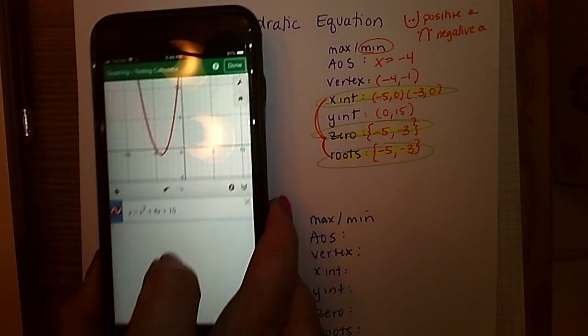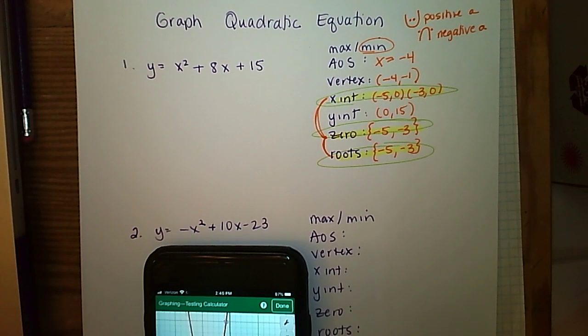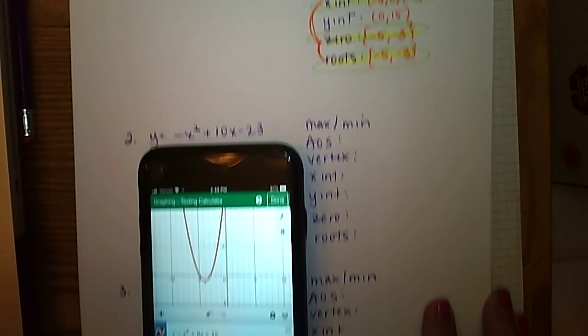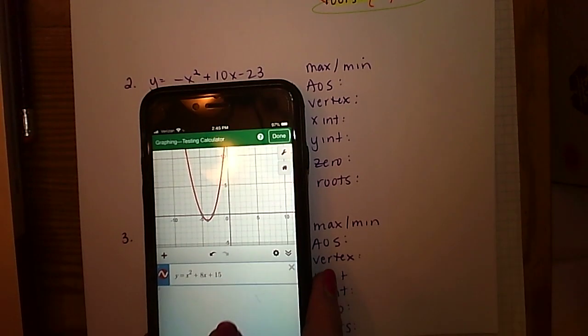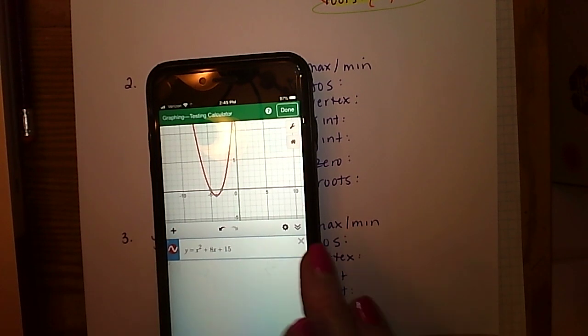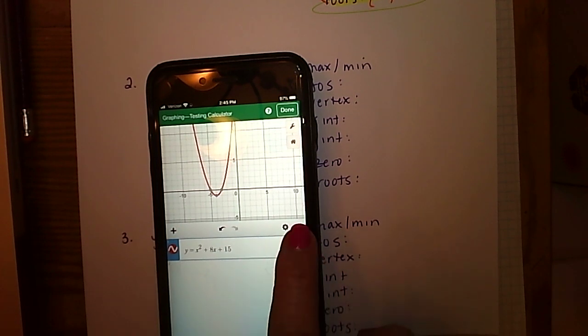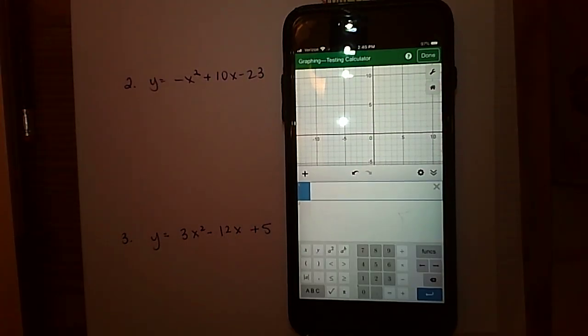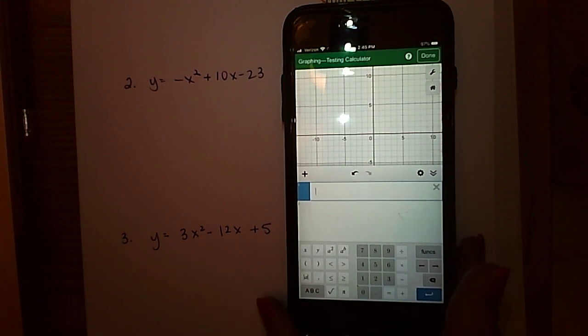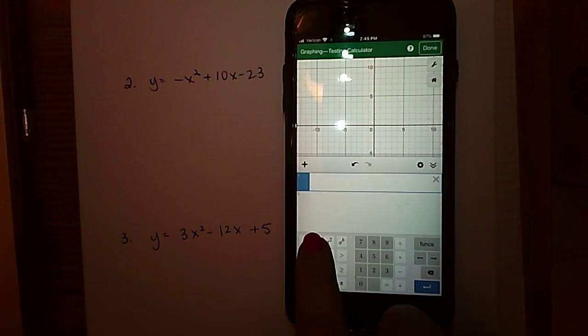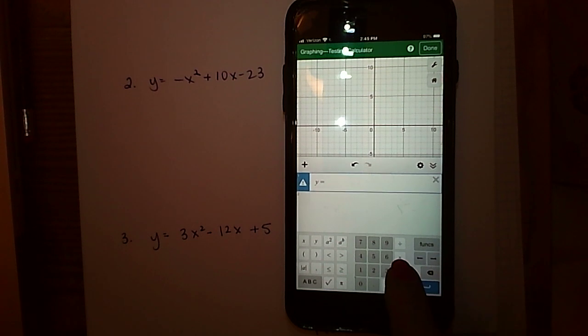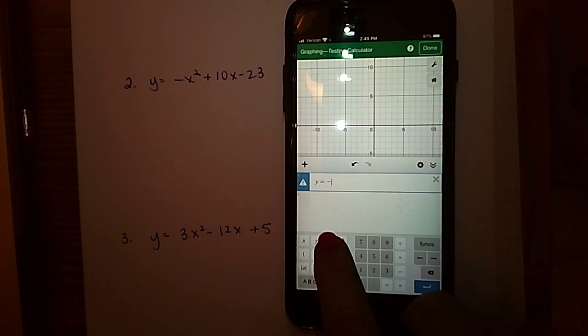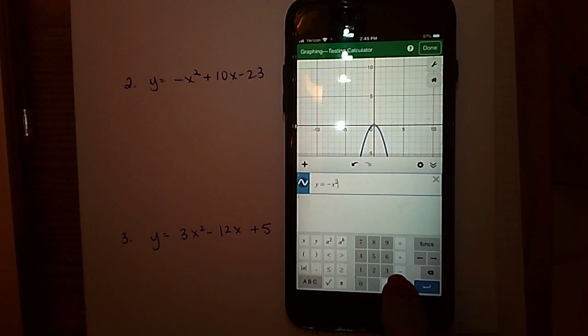All right, let's look at number 2. So, I have two choices right now. I can either A, get rid of this graph, or B, type over this graph. There's a little X right over here. Bam, he's gone. Easy. All right, so let's put in the next equation. The Y is already on this screen, I didn't have to go to the ABCs. So Y equals, I have a negative. A negative is a subtraction sign on my Desmos calculator. Negative x squared plus 10x minus 23.